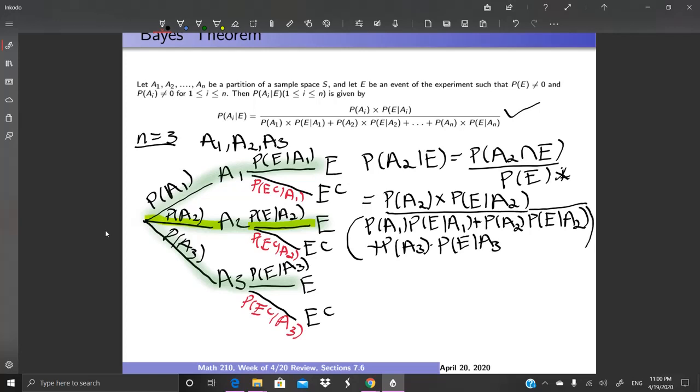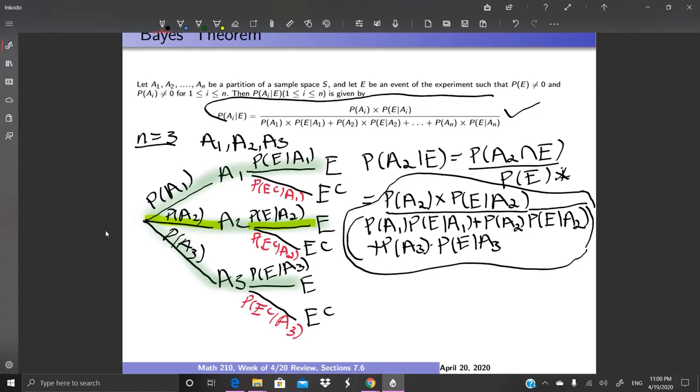And then this right here is how you get the probability of A2 given E. And if you look up here at the statement of Bayes theorem, it's exactly what you get, right? It's just our n is equal to 3. But that's a way of essentially remembering how to use this formula without ever having to memorize it. So if you can draw the tree diagram, you know the formula, you don't have to worry about memorizing it.